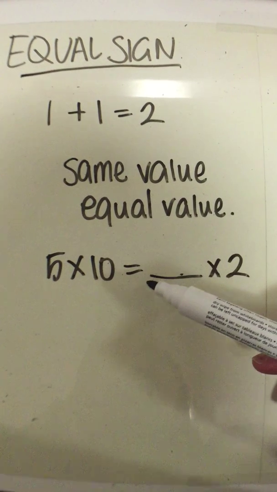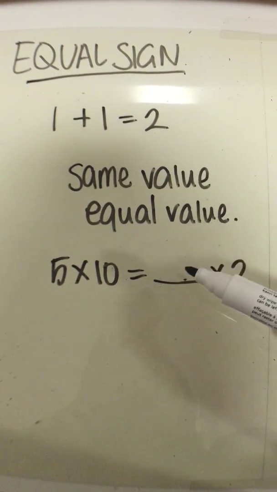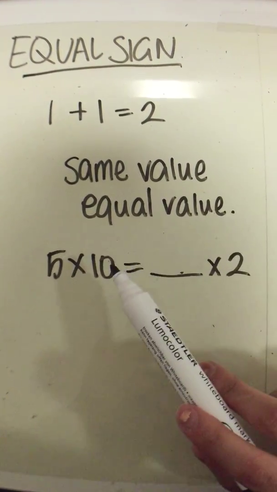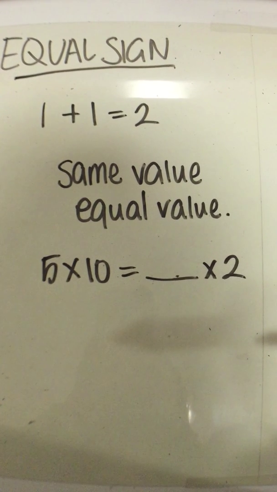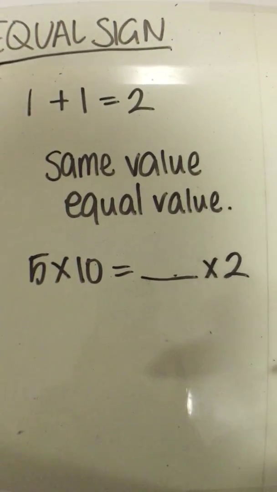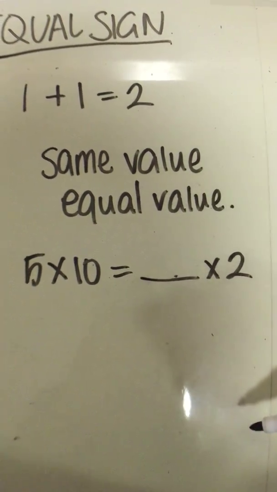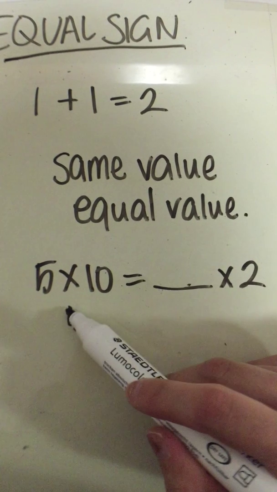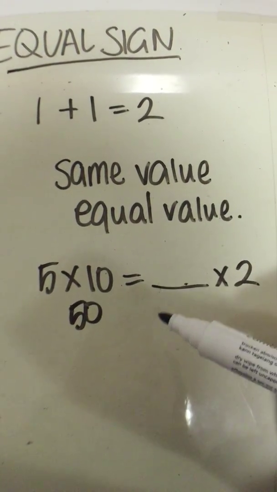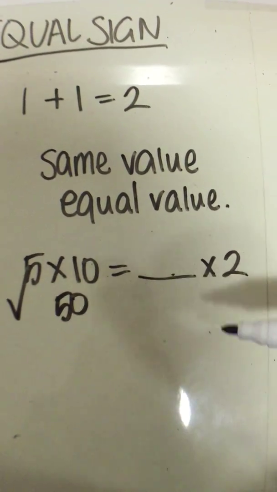However, if children do not understand the equal sign as something expressing the relationship between the two, and they don't see that there is a relationship between the two, that is where the misconception occurs. So the misconception in this example would be something like this. 5 times 10 equals 50. The struggling children would get this right. 5 times 10 equals 50.